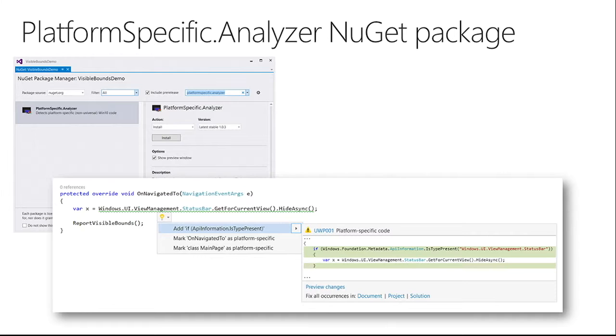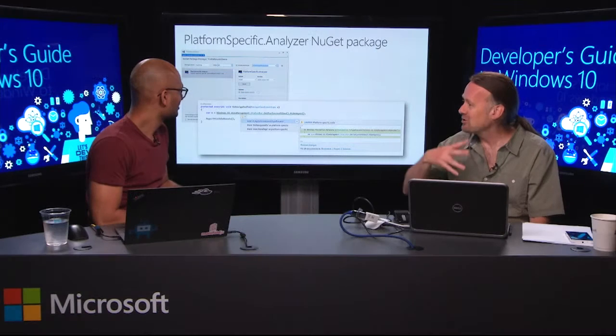But there's actually a better thing now, that there is a NuGet package, the platform-specific analyzer, which you can add to your project, and it will check. It will go through all your code, and IntelliSense, in a way, will check for any calls to APIs that are in extension SDKs. Oh, right. And it will give you a warning, UWP001 platform specific code, if you've made a call and you haven't gated it with the calls to this API. Okay, and then it wraps it. And then the good news is it will actually go ahead and add that code for you straight away.